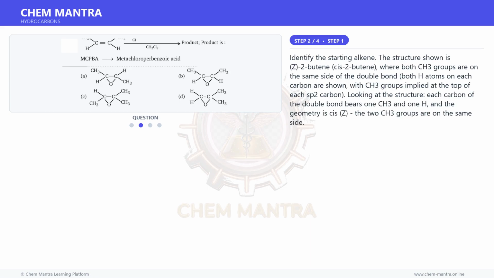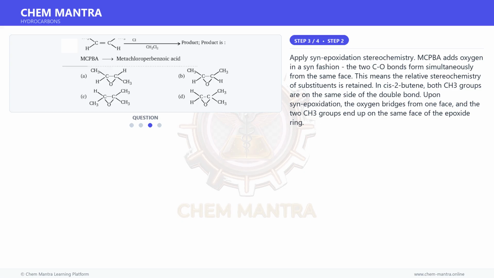Identify the starting alkene. The structure shown is Z-2-butene, cis-2-butene, where both CH3 groups are on the same side of the double bond. Both H atoms on each carbon are shown, with CH3 groups implied at the top of each sp2 carbon. Looking at the structure, each carbon of the double bond bears one CH3 and one H, and the geometry is cis, Z. The two CH3 groups are on the same side. Moving on to the next step.